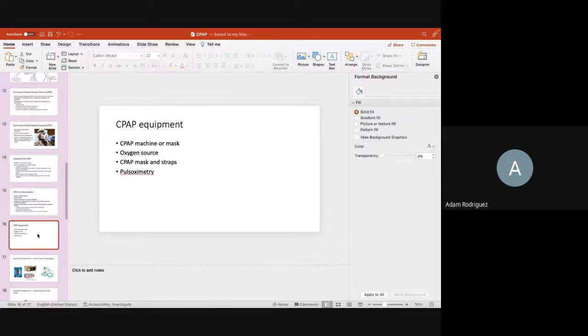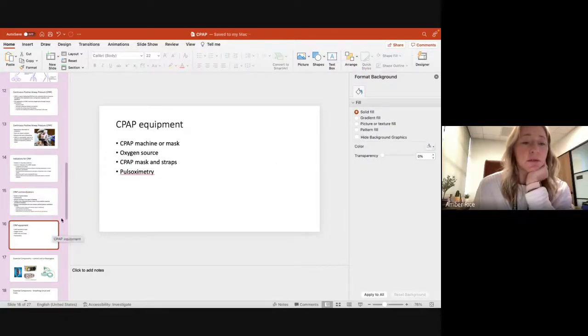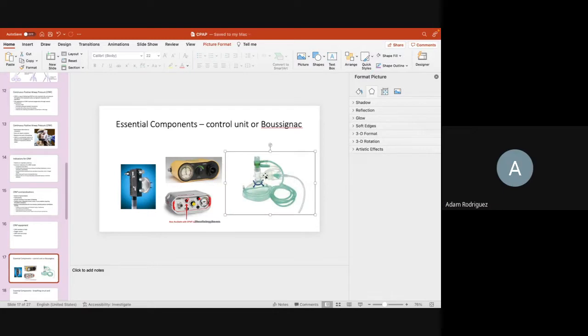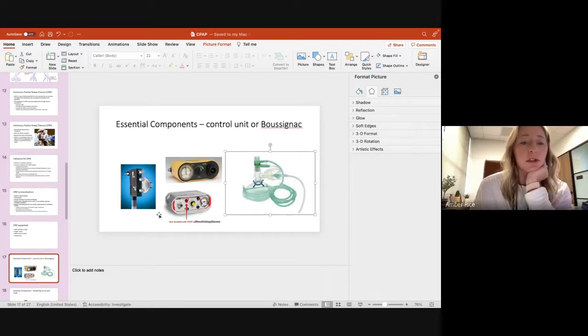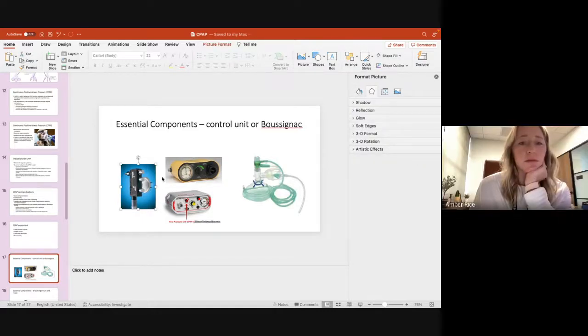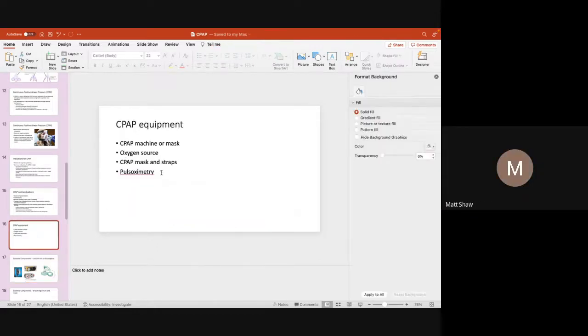This is the part I needed your guys' input on, since you guys work with different agencies. In our area, we only use these guys. Does anyone use those little control units, the ATVs, little automatic transport ventilators? Well, they're not transport ventilators. They're just CPAP controllers. We used to use the yellow ones, but not anymore.